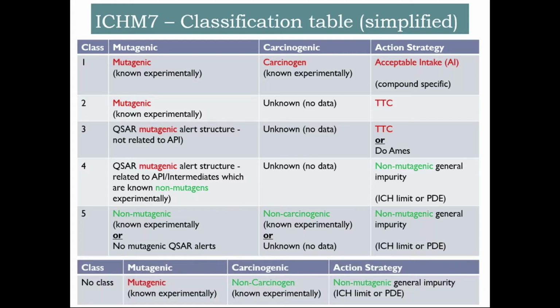So there is another class of compounds which are experimentally known mutagens, but they are not carcinogens in well-conducted carcinogenicity studies in rodents. Here they are considered as general impurities because of proven non-carcinogenicity. However, this class does not find a place in the current M7 classification table. However, in the recent M7 Q&A released in June 2020, this point is covered.